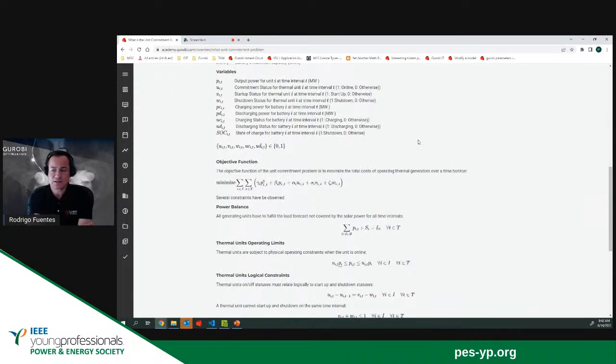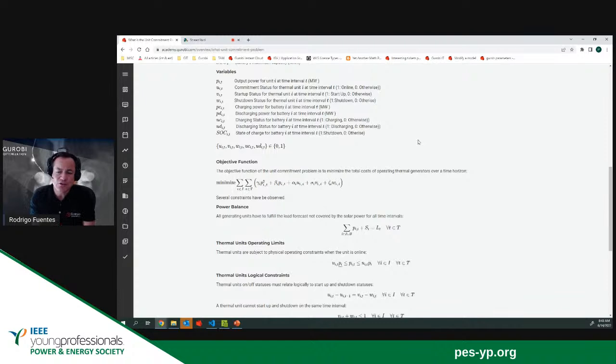Our variables in this case that we want to decide with the use of optimization are, for every time interval, I want to know first which thermal units should be on, which should be off, that's the commitment status variable. We want to decide also when a unit should start, when a unit should shut off. And we also want to find out how the battery should operate, right? I mean, what the state of charge is, when we charge, if we discharge. We want to answer all those questions. So we have all those variables.